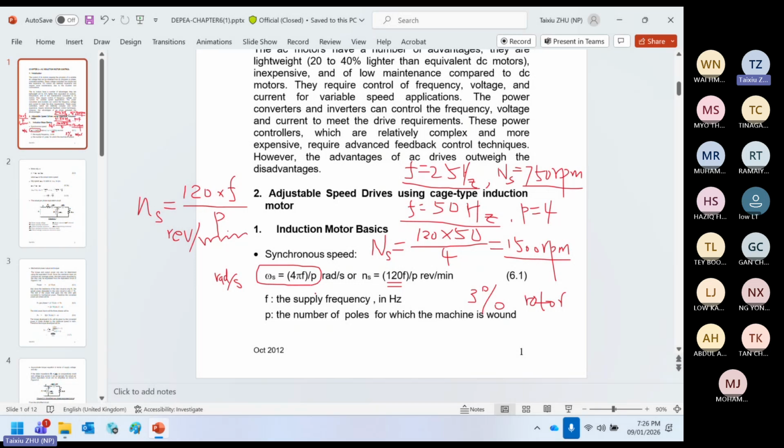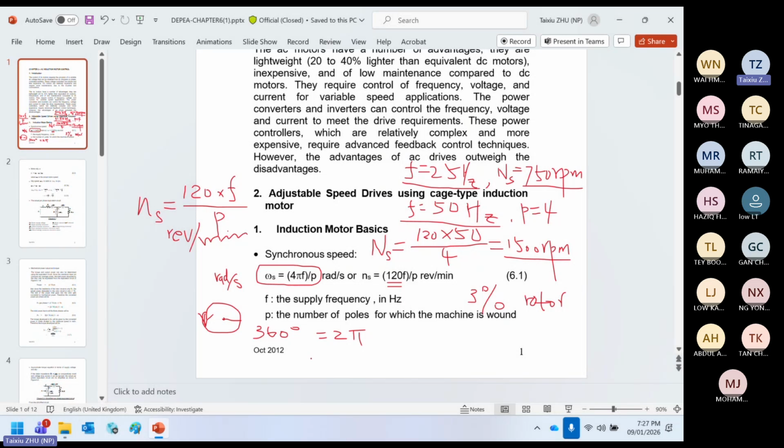Now this radians per second. Say the motor turns one complete round. How much is the angle? It is 360 degrees, which is also equal to 2 pi radians. But 2 pi radians actually is one revolution. Then we can convert this into revolutions per minute. So this is radians per second.